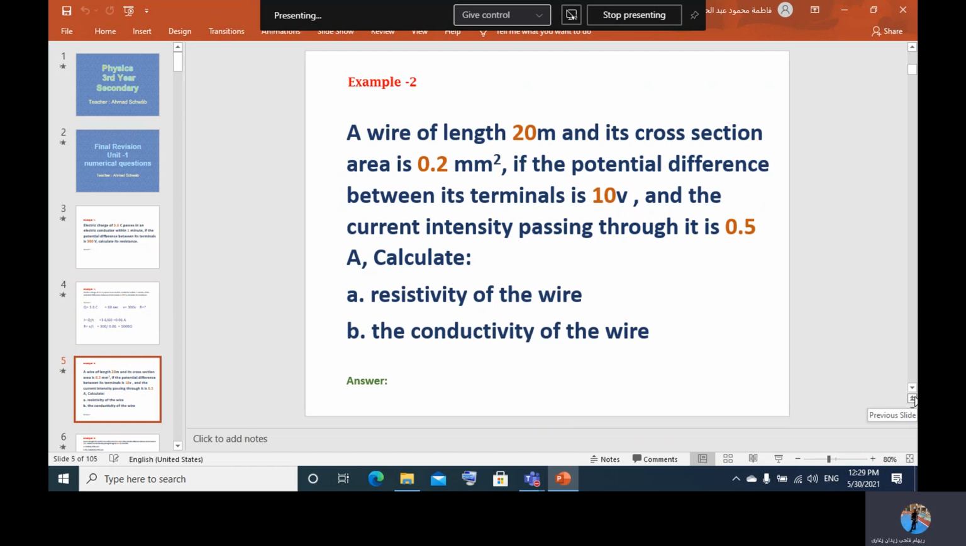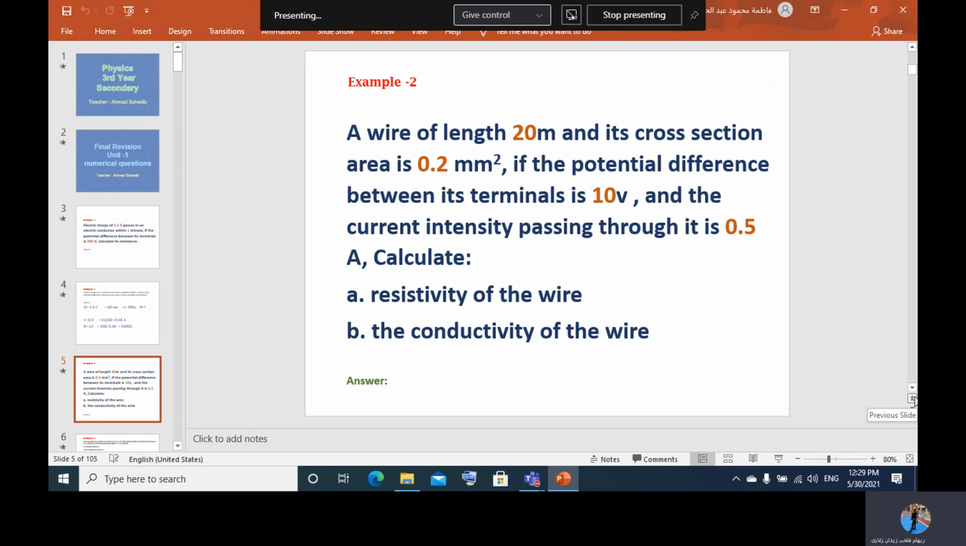Okay, let's now consider another example. A wire of length 20 meter and its cross-section area is 0.1 millimeter squared. If the potential difference between its terminals is 10 volts and the current intensity passing through it is 0.5, which is half ampere, calculate A, the resistivity of the wire, B, the conductivity of the wire.